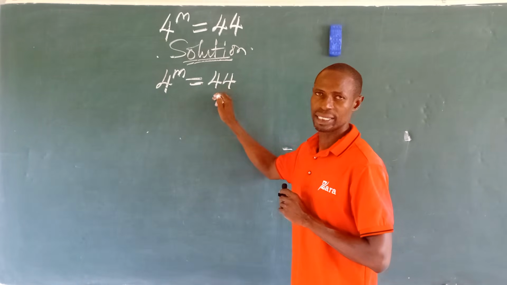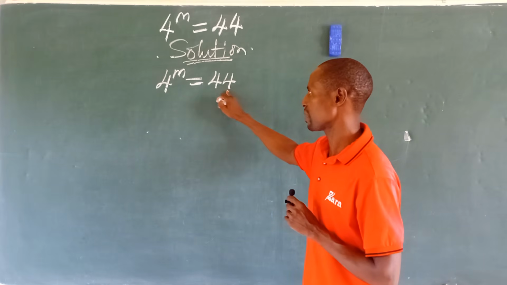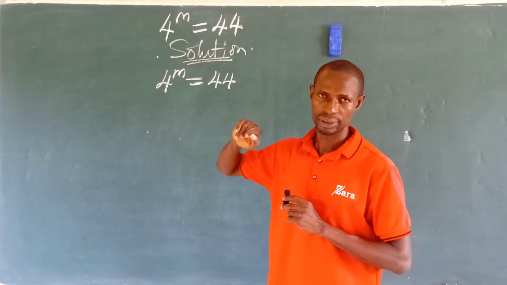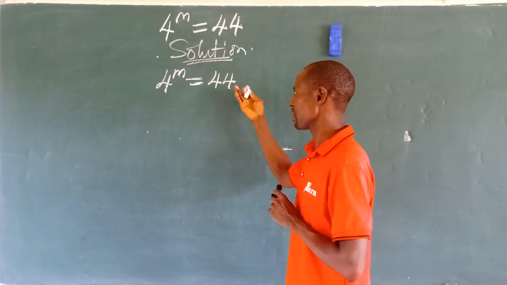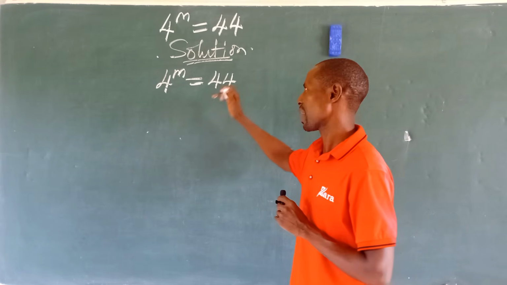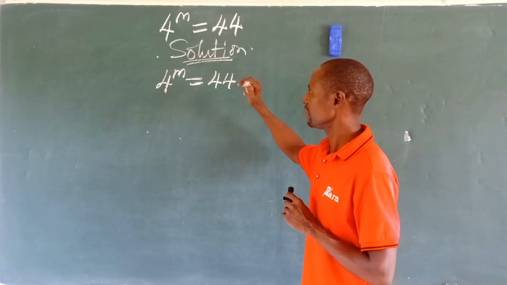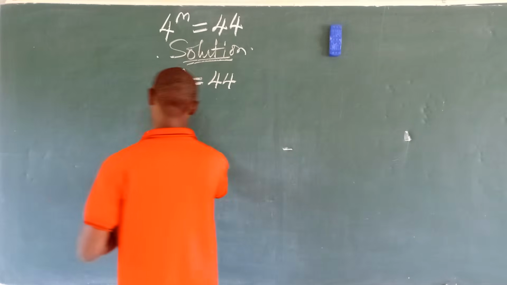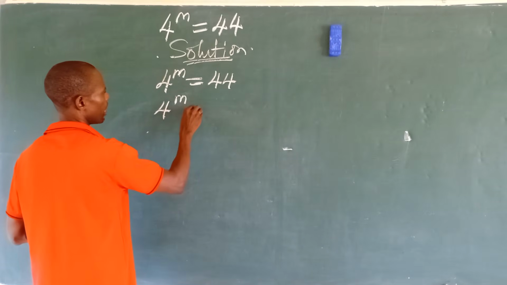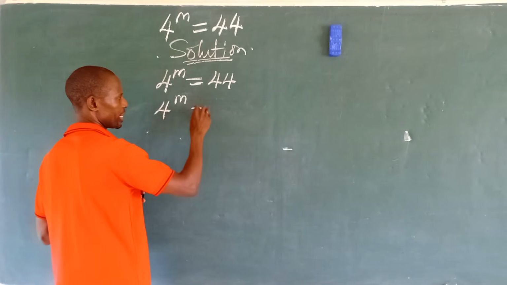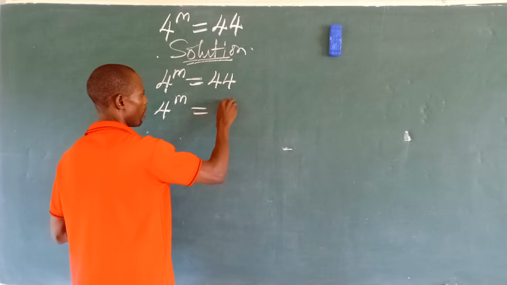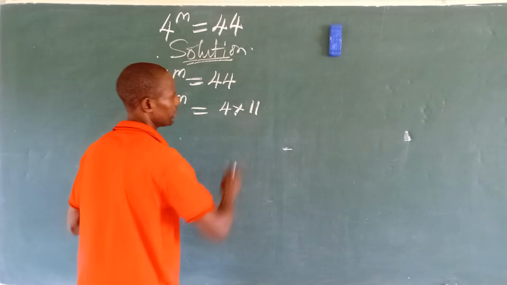Now, if you check the right-hand side of the equation, we cannot express this in base 4. And so what we do, we think of reducing this figure here. So we can rewrite the right-hand side: we have 4 to the power of m equal to, rewriting this is going to give us 4 times 11.